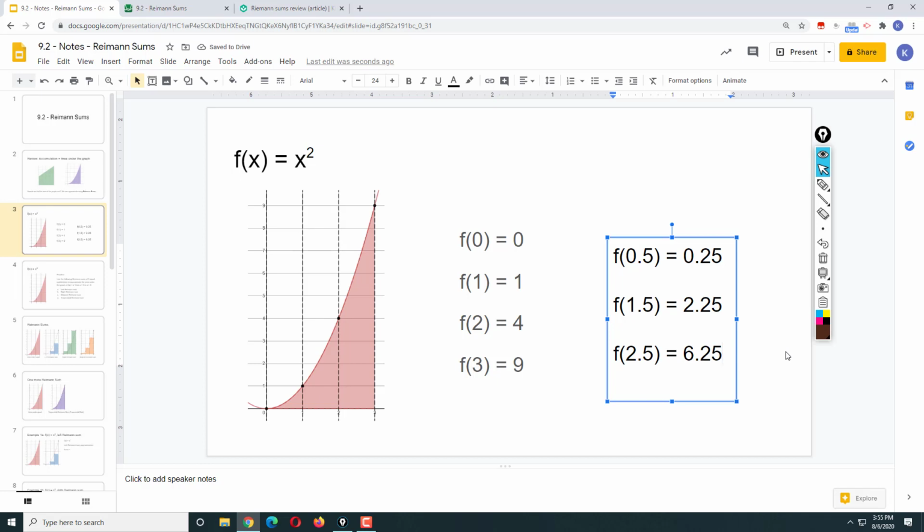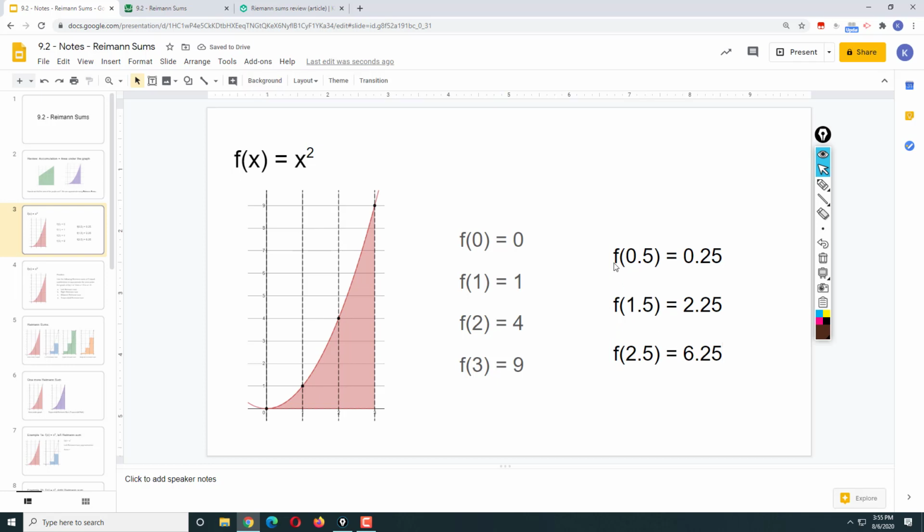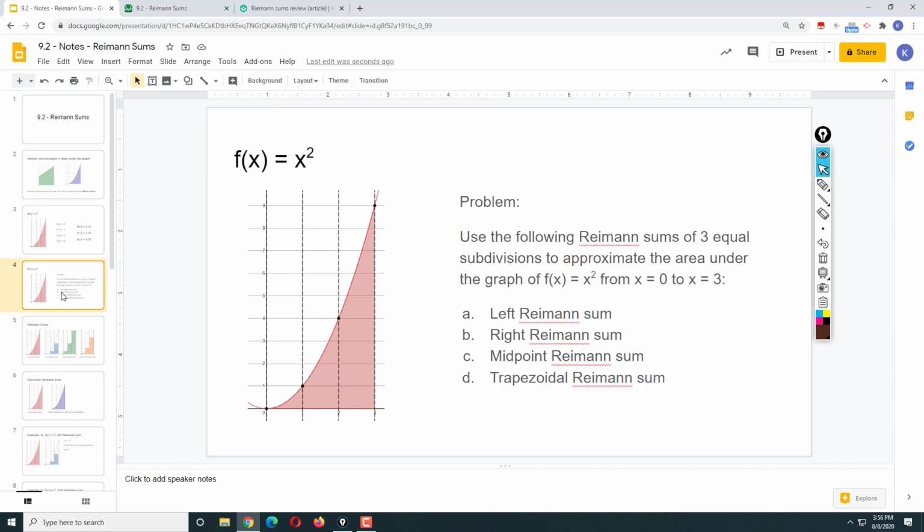We will use this to help us figure out our Riemann sums, to approximate the area under the curve. So here's our problem. We have f of x, which is equal to x squared. Problem: use the following Riemann sums of 3 equal subdivisions to approximate the area under the graph of f of x equals x squared from x equals 0 to x equals 3.